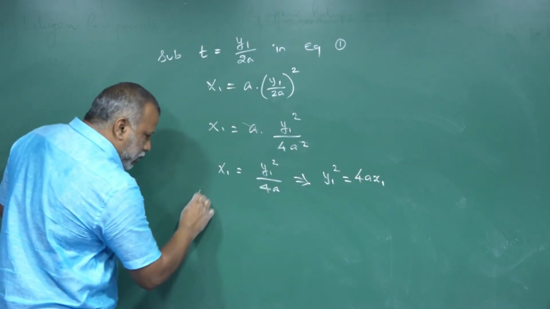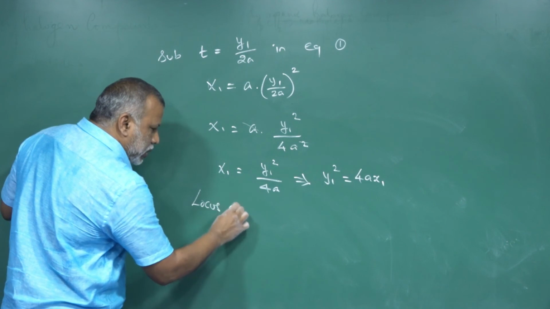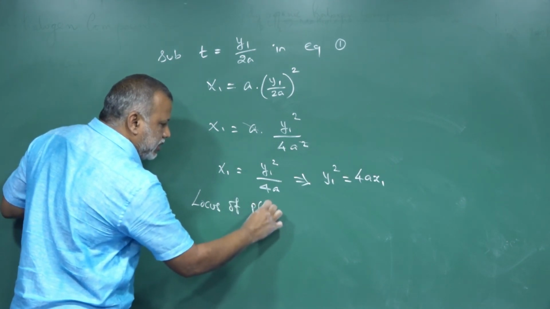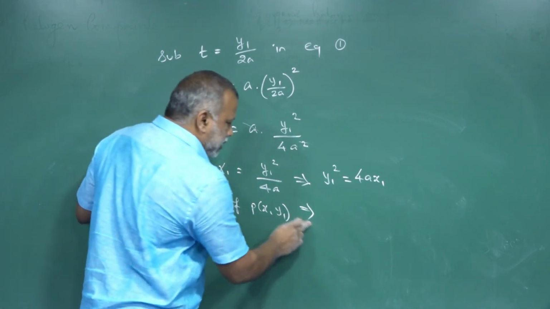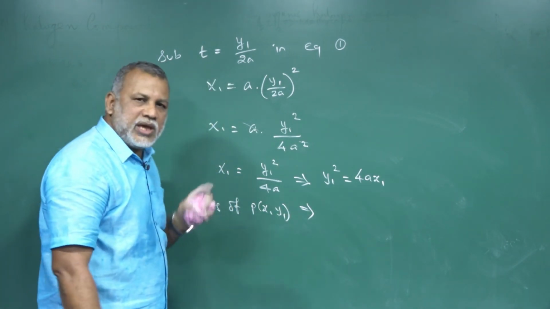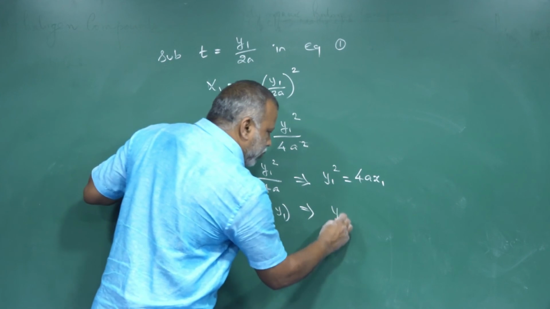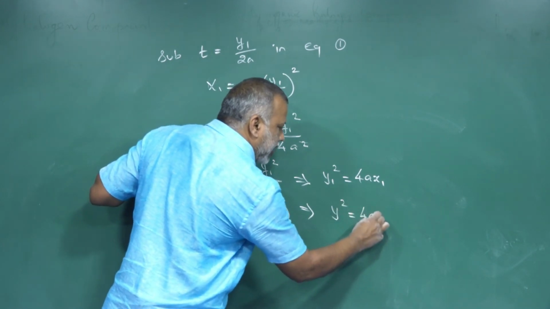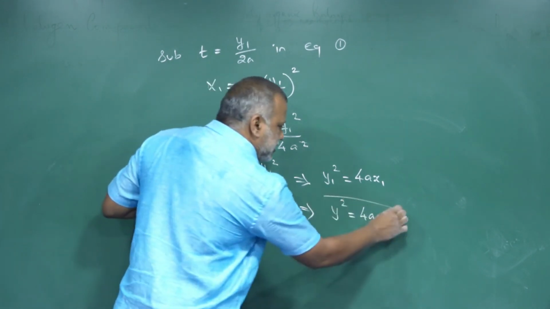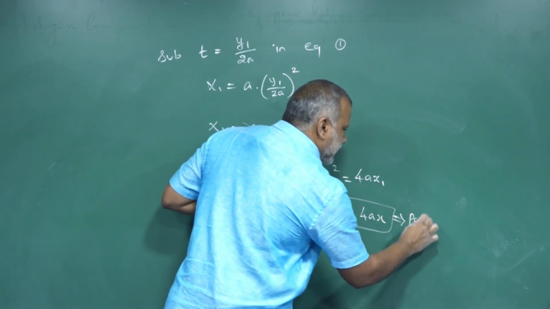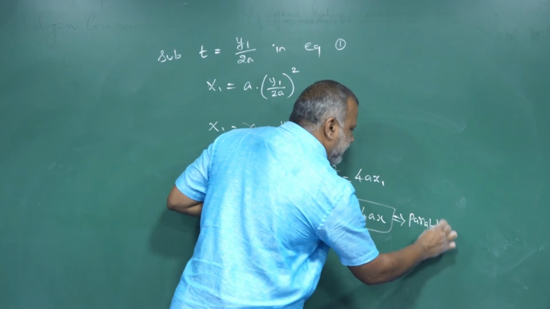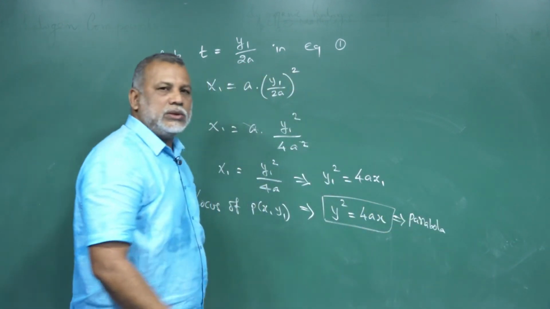So we need to find the locus. The locus of P(x1, y1): locus means the path traced by a moving point. It becomes y squared equal to 4ax. It represents the equation of a parabola. Y squared equal to 4ax.